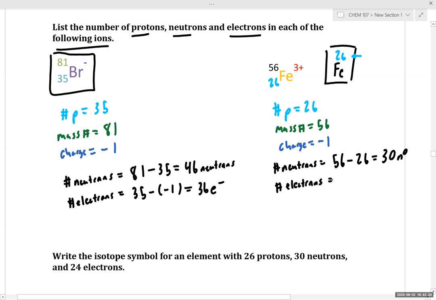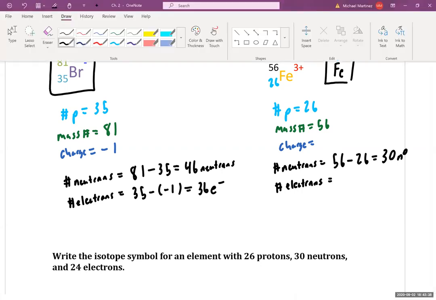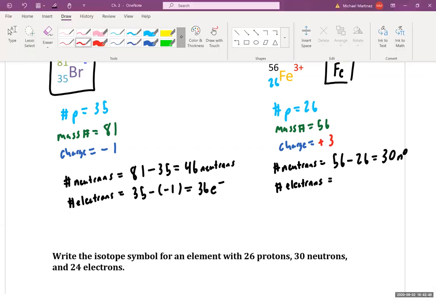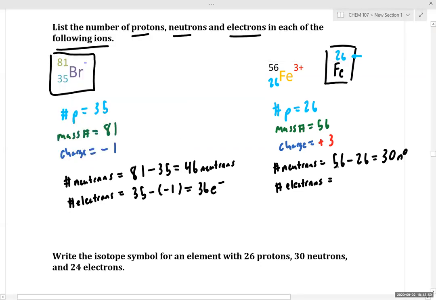Professor, wouldn't it be 3? Why is it -1 charge? Oh, sorry about that. The charge in this case would be +3. Let me readjust that calculation. For our number of electrons, we take our number of protons, which is 26, minus the charge, which is +3, and that gives us a total of 23 electrons.